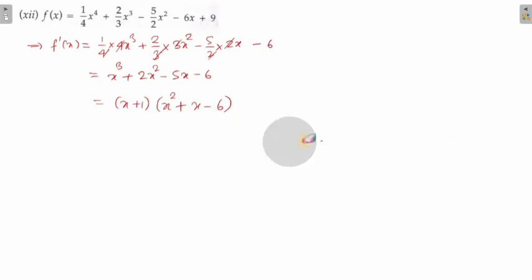Now can I factorize this other factor? So x plus 1, okay, and when you do the middle term breaking, what you are going to get here is x plus 3 into x minus 2. When you do the factorization of this, you are going to get this much.